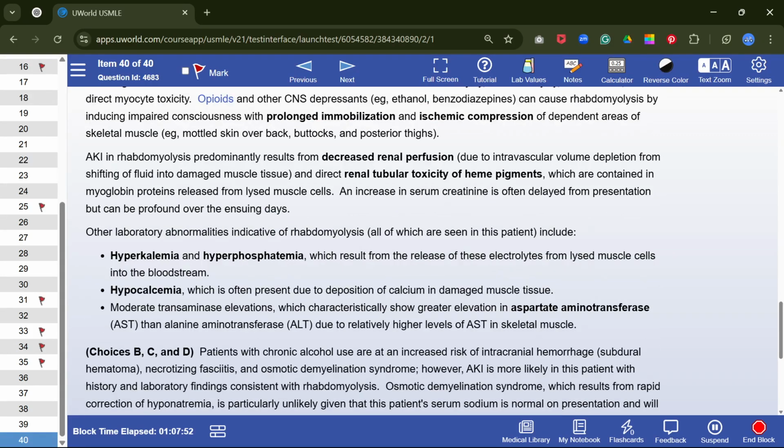Other lab abnormalities indicative of rhabdomyolysis, all of which are seen in this patient, include hyperkalemia and hyperphosphatemia, which result from the release of these electrolytes from lysed muscle cells into the bloodstream, and hypocalcemia, which is often present due to deposition of calcium into the damaged muscle tissue. Moderate transaminase elevation characteristically shows greater elevation in AST than ALT due to relatively higher levels of AST in skeletal muscle.